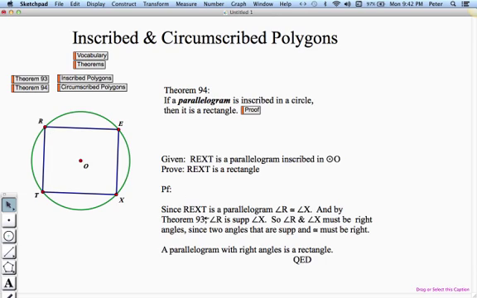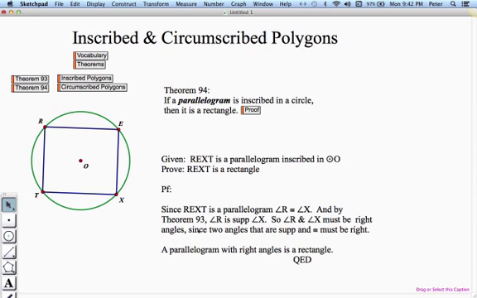So r is congruent to x and r is supplementary to x. Therefore, they must be right angles, since two angles that are supplementary and congruent must be right. And you'll recall that a parallelogram with a right angle is a rectangle. So that theorem's proven.